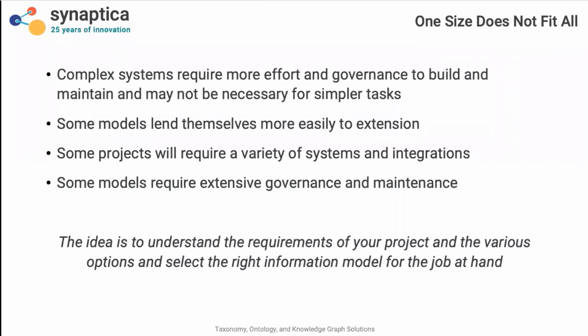It's relatively easy to maintain a flat authority file of a list of country names. It's more complex to govern and maintain a thesaurus, and even more complex to govern and maintain an ontology. So the idea is to understand the requirements of your project and the various options you have, and select the right information model for the job that you have at hand. So we're going to briefly go through some examples of projects and talk about requirements from a number of perspectives and discuss which models are appropriate and why.